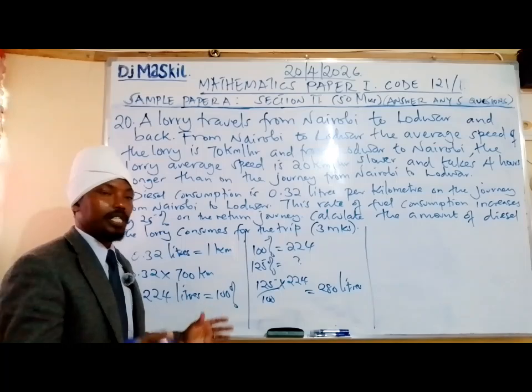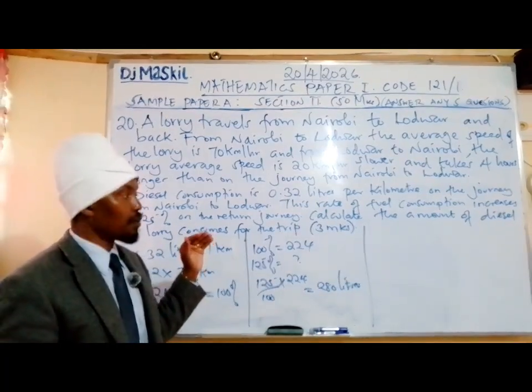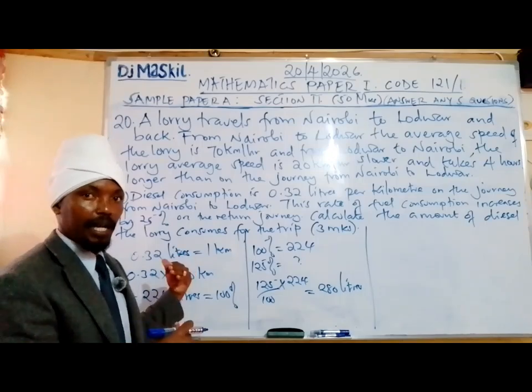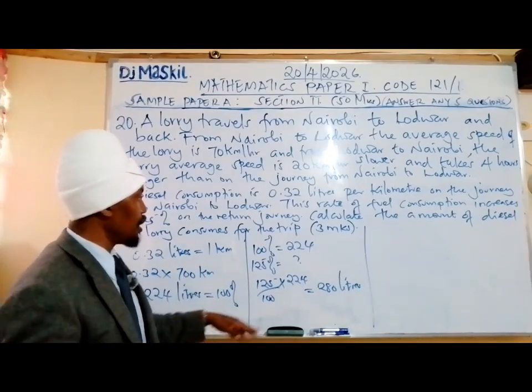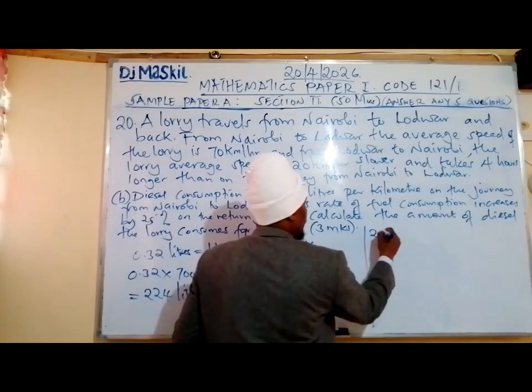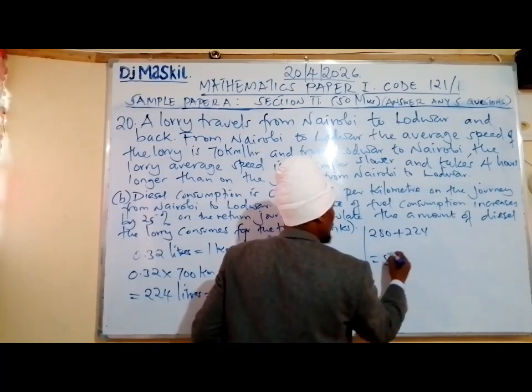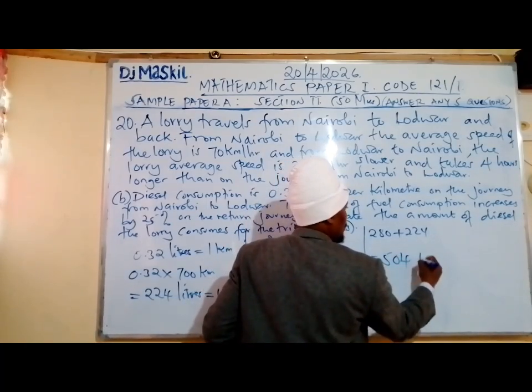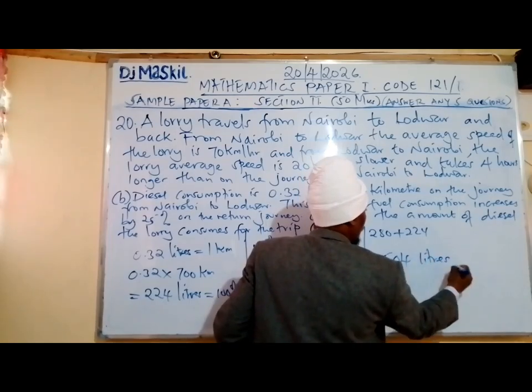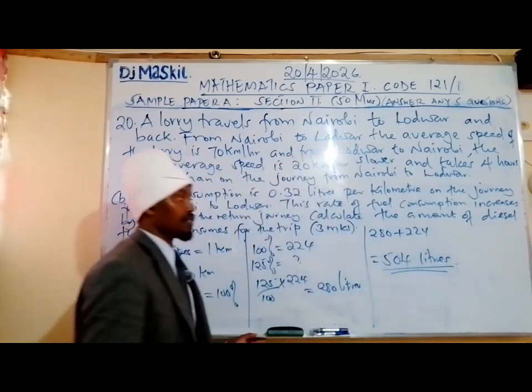So for the whole trip, that is the journey from Nairobi to Lodwar and back from Lodwar to Nairobi, will be 280 plus 224. This will give you a total of 504 liters.